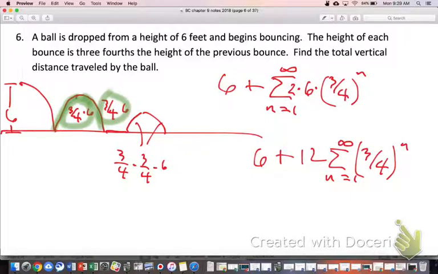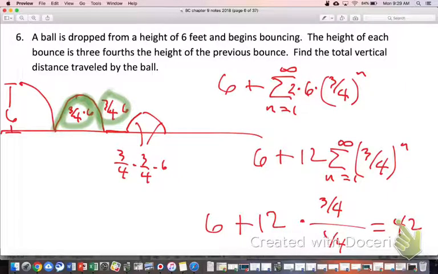So let's see here. This would work out to be 6 plus 12 times the first term, which would be 3/4, over 1 minus 3/4, which would be 1/4. So I'm getting 6 plus 36, 42. 42 feet for the total vertical bounce. Sorry we had to rush through that. We ended up bumping up against our time a little bit there.